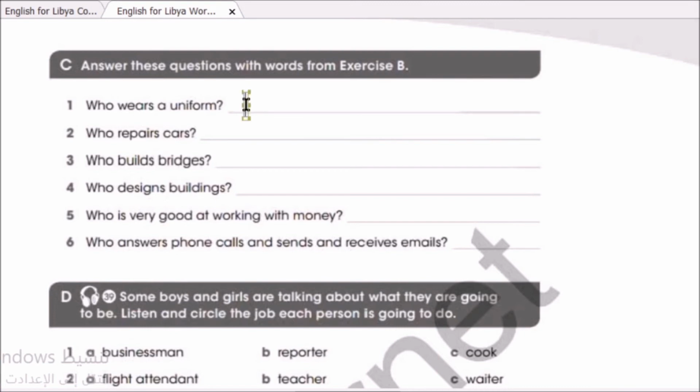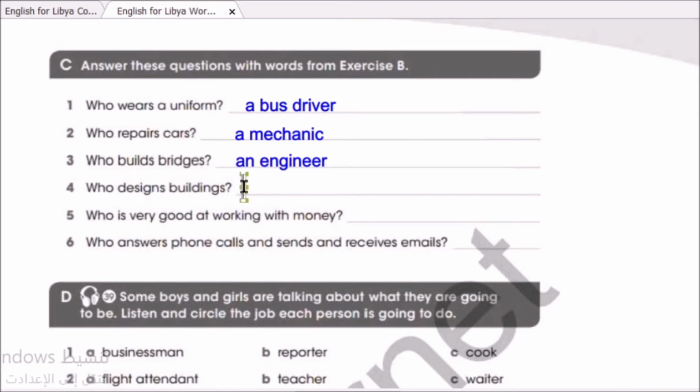Very good. A bus driver. Number 2, who repairs cars? Good job. A mechanic. Number 3, who builds bridges? Very good. An engineer. Good job. Number 4, who designs buildings?